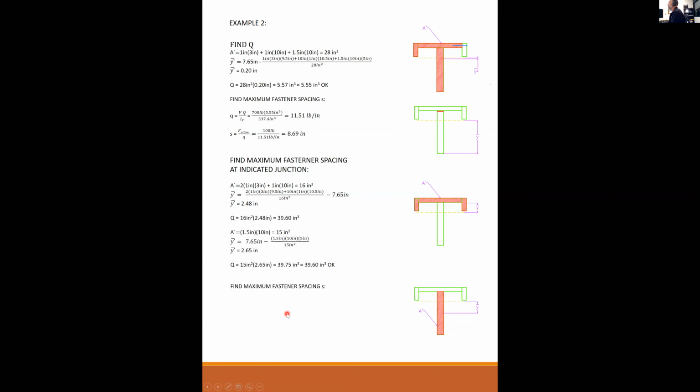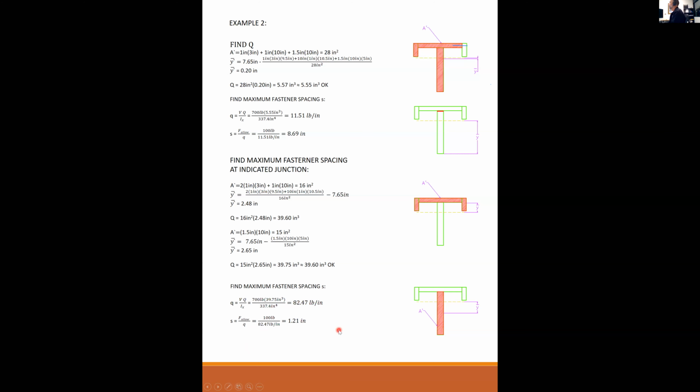So to find the maximum fastener spacing, q is equal to VQ over I: 700 times 39.75 over 337.4 gives me 82.47 pounds per inch. Much, much higher than 11.51 pounds per inch. So my allowable fastener spacing S is equal to 100 pounds over 82.47, which is 1.21 inches.